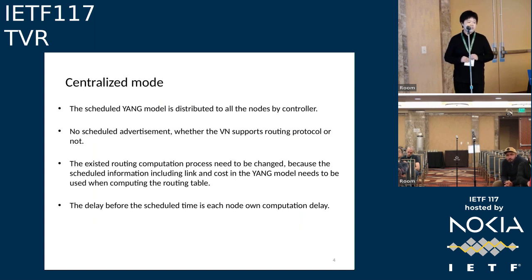So we compare the three modes from four perspectives. For the centralized mode, the scheduled YANG model can be distributed to all the nodes by the controller. So there is no scheduled advertisement, whether the variable node supports a routing protocol or not. The existing routing computation process needs to be changed, because scheduled information, including link and cost in the YANG model, needs to be used when computing the routing table. And the delay before the scheduled time is each node's own computation delay.